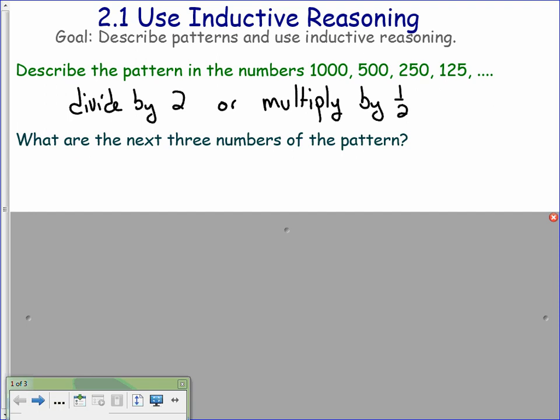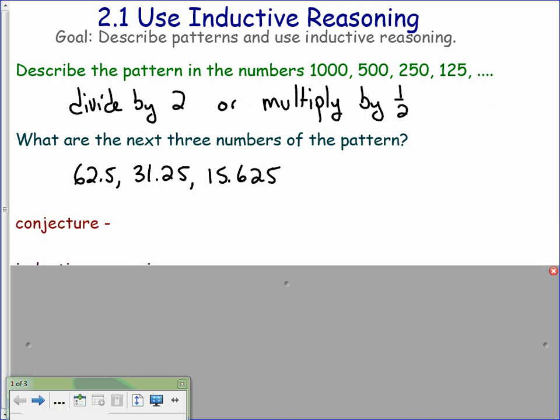So the next question is, what are the next three numbers of the pattern? So we're simply going to take our 125 and multiply by 1/2, and we get 62.5, 31.25, and 15.625. So we're just following the pattern.